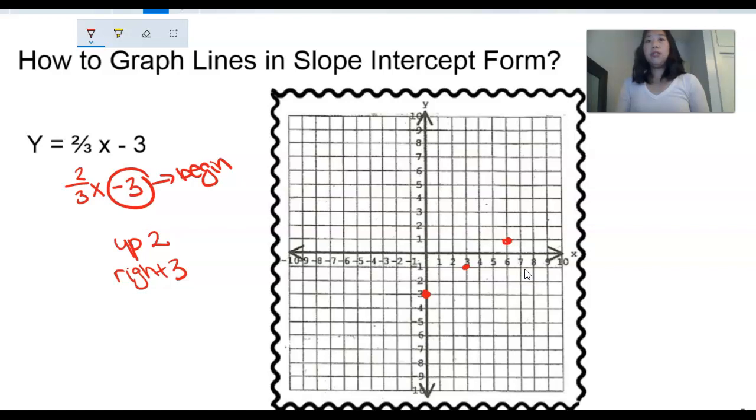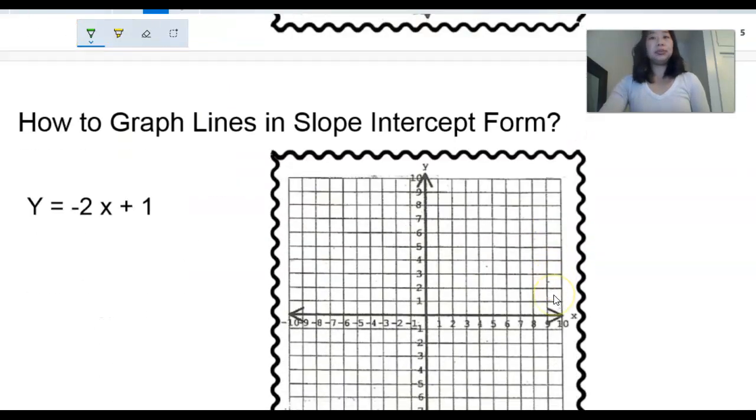Before we even connect the dots, is this a positive or negative slope? Positive, so our line should move from left to right, correct? Let's connect these dots, and bam, there we have it. It is positive slope, indeed, so I know I probably did something right here.